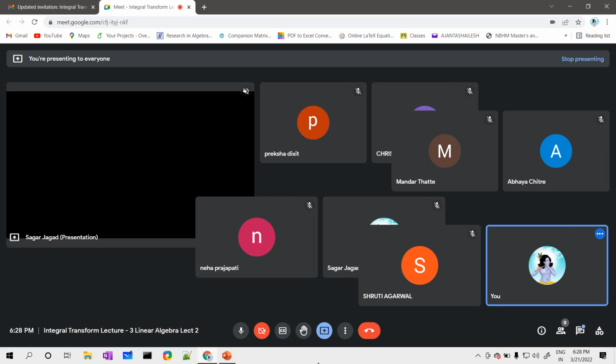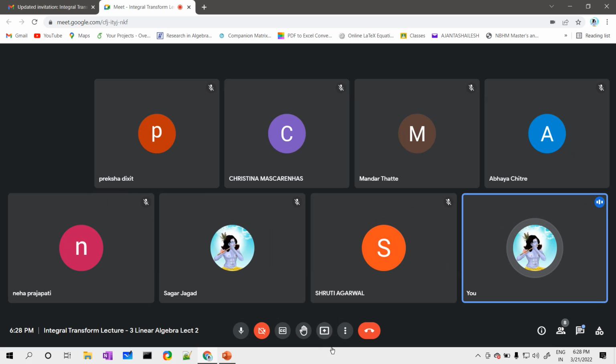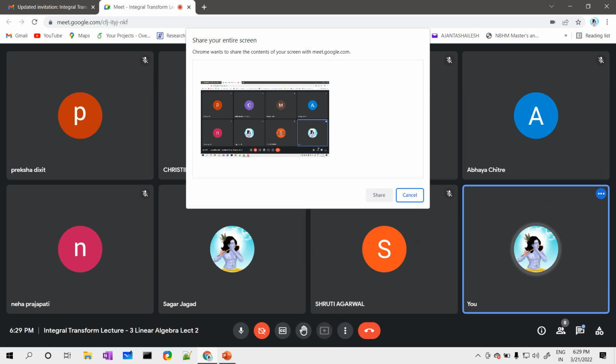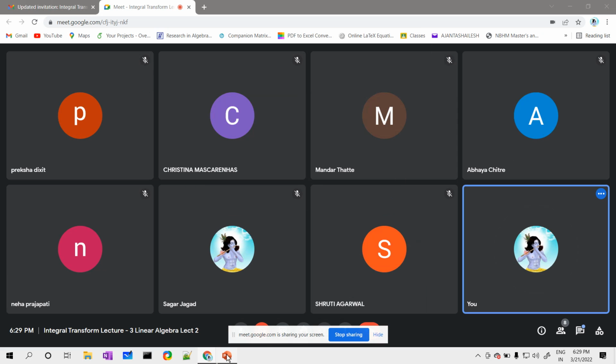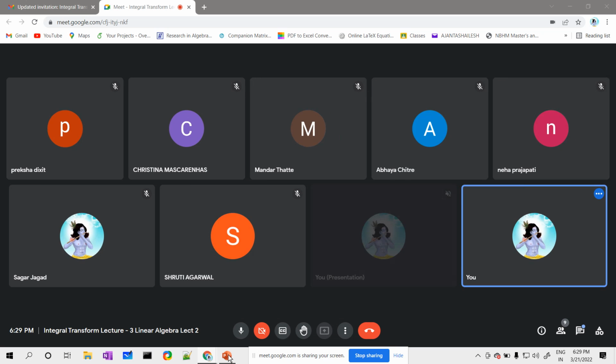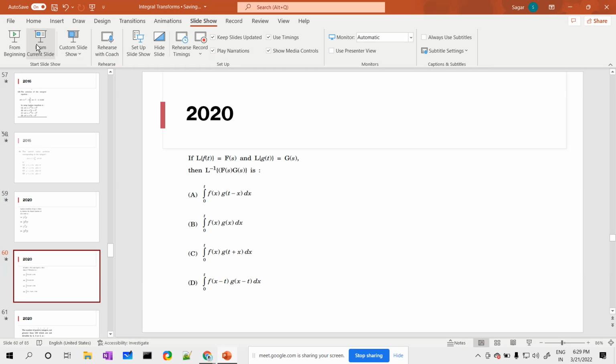I was with the question of convolution which has been asked in previous year. Code model भी पूछा था. Entire screen. Okay. Yep. So now it is showing. This is from the current slide.